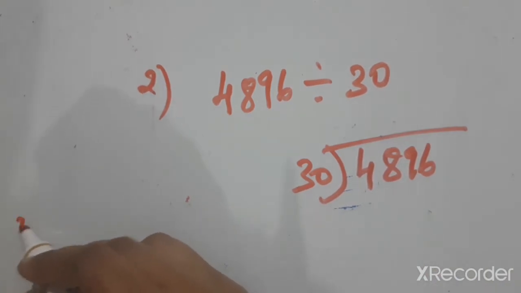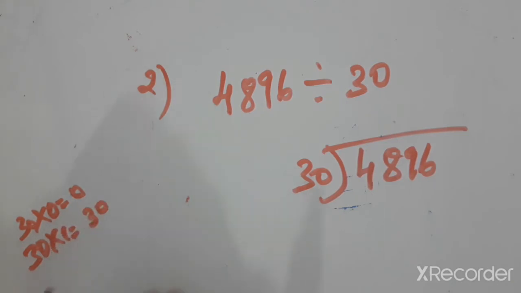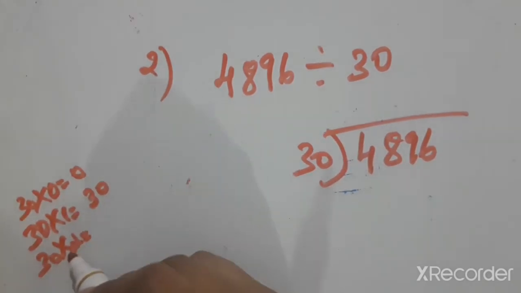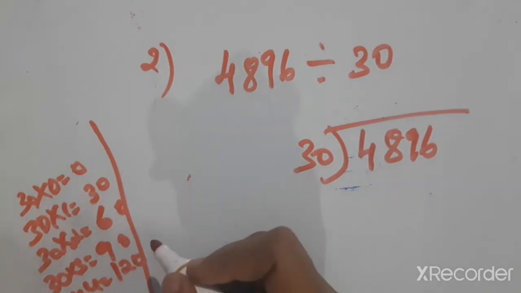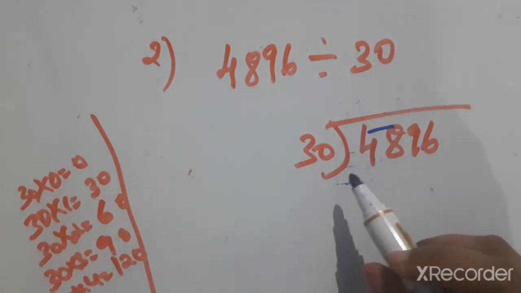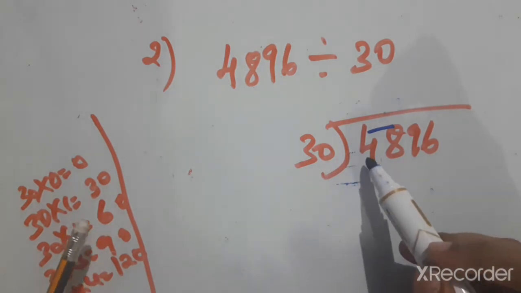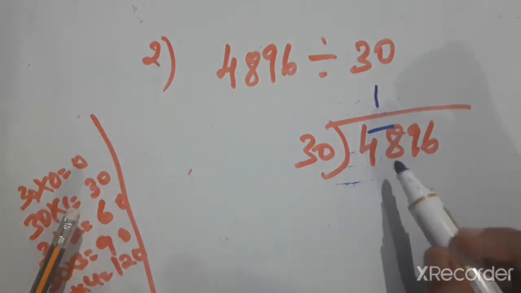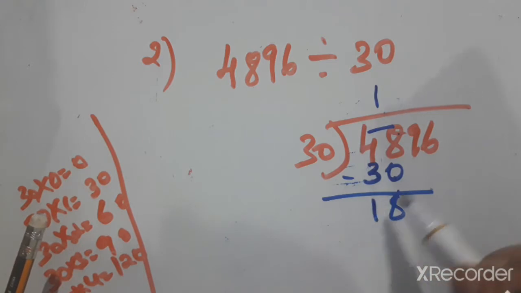We can write and keep the tables, children. 30 0s are 0, 30 1s are 30, 30 2s are 2 zeros are 0, 2 threes are 6. Just multiply and write, okay. 30 3s are 3 zeros are 0, 3 threes are 9, 30 4s are 3 fours are 12, no, and 1 0. Now the 2 digits 48. We have 30. How much are nearer to 48? 30 2s are 60. 60 is greater than 48. So we can take 30 1s are 30. That is only nearer. Minus, 8 minus 0 is 8. 4 minus 3 is 1.